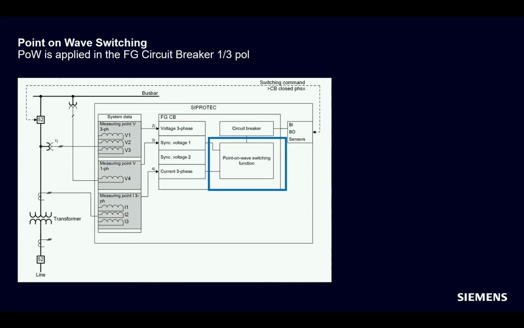Here you can see that the point-on-wave function is applied to the function group circuit breaker 1 3-pole. Measuring points on the left-hand side, like voltages and currents, are connected to the function group circuit breaker. On the right-hand side, you can see binary input and binary output are connected to the function group circuit breaker. The close and/or open command issued via the control function of this circuit breaker will be the point-on-wave switching operation. In this manner, the point-on-wave function is fully integrated into the standard control logic of CPROTEC 5, for example, close command via IEC 61850.